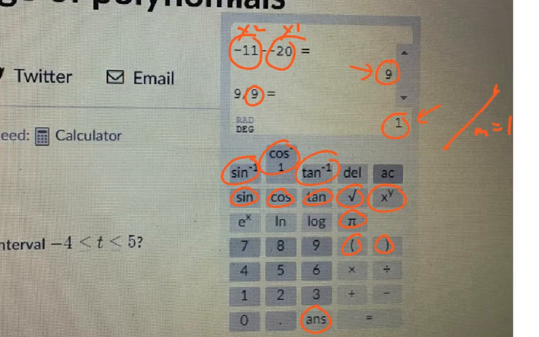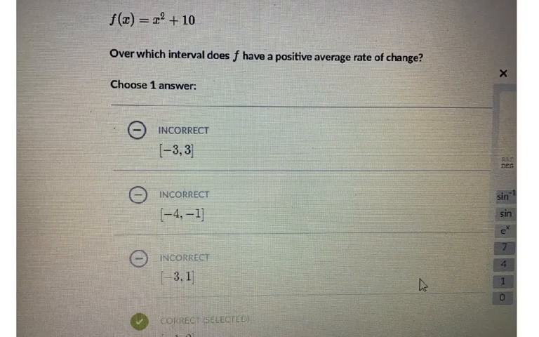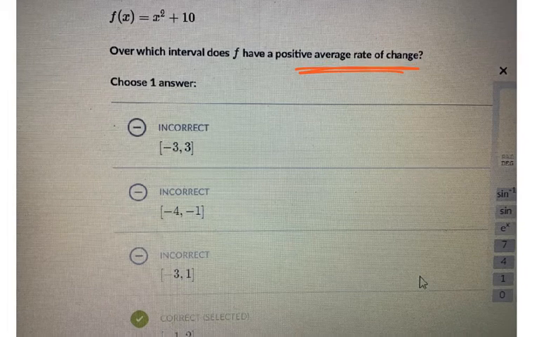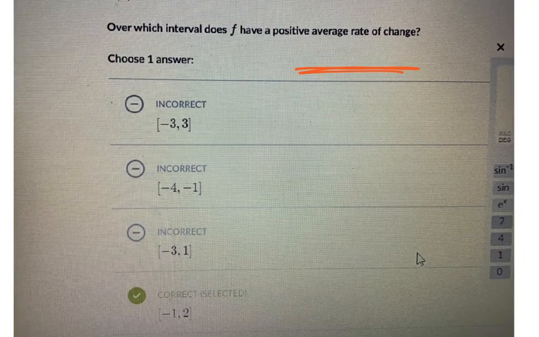But you need to practice using this calculator. It's a little clunky, you know, clicking with your mouse and stuff like that to use it. The more you practice, the better you're going to get at it. Okay? Now let's see, will it be worth me to do one more problem? Sure, why not? Over which interval does f have a positive average rate of change? Okay, so there is the correct answer.